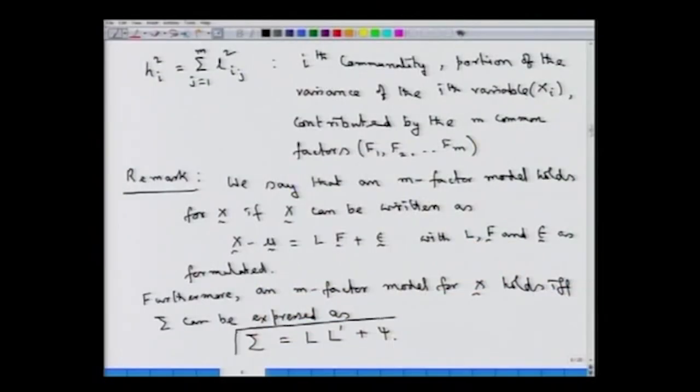So, this is what it boils down to: for a particular random vector x with a covariance structure sigma, we will say that the m factor model holds if and only if sigma, the variance covariance matrix, can be expressed as sigma equal to LL dash plus psi, wherein L, F and epsilon are as formulated. That would imply that psi is a diagonal matrix with diagonal entries psi 1, psi 2, up to psi p. These diagonal entries are positive, because this is a variance covariance matrix.